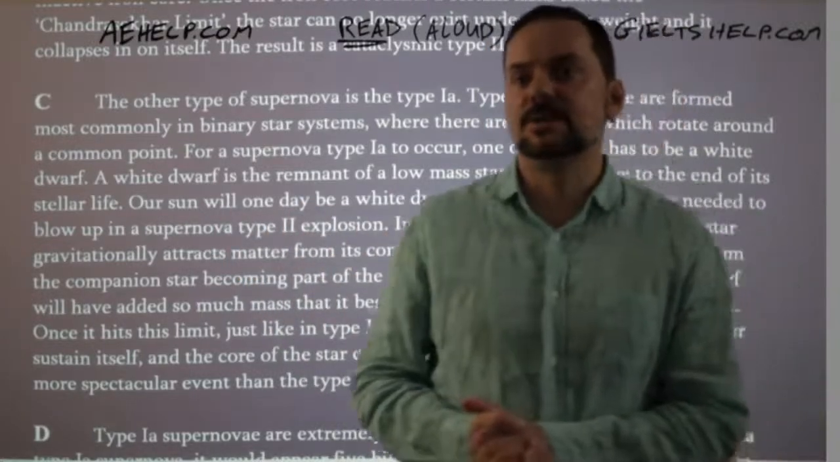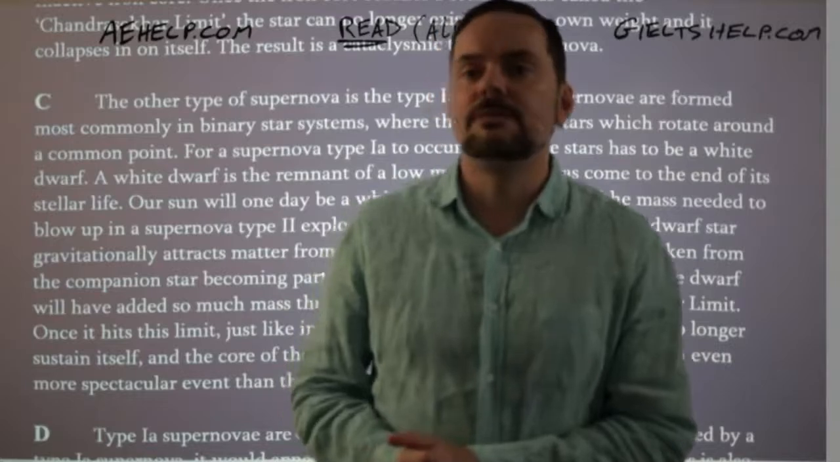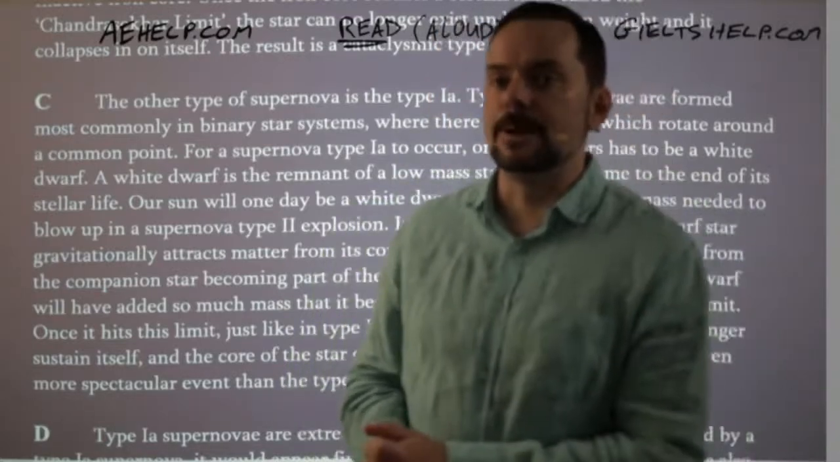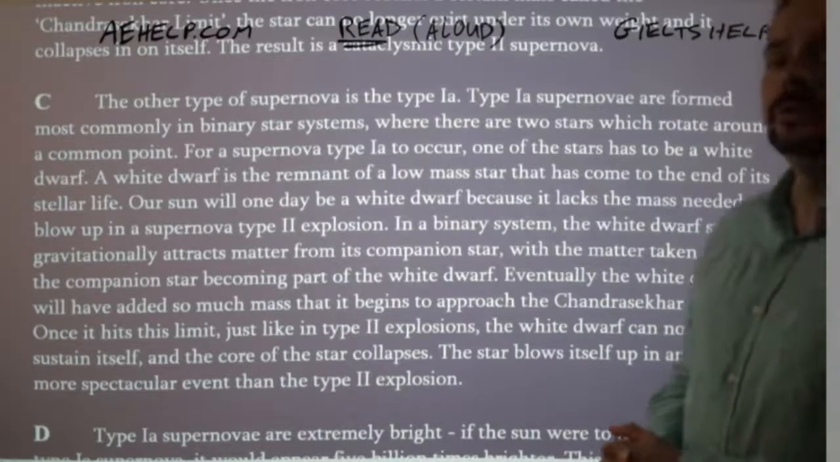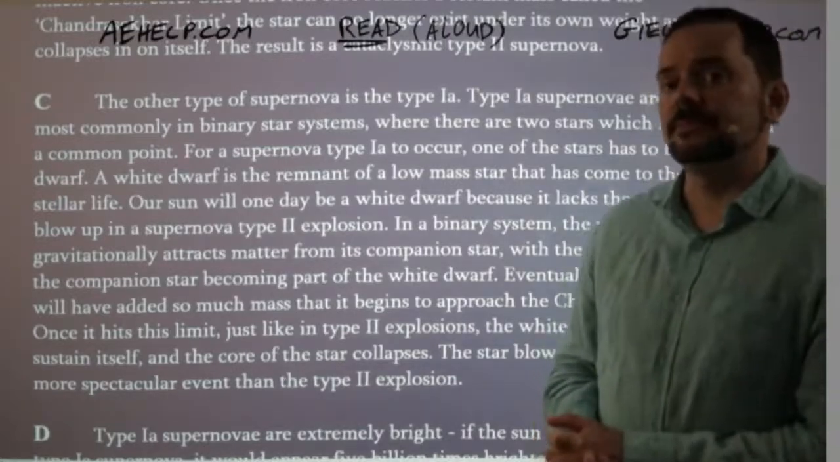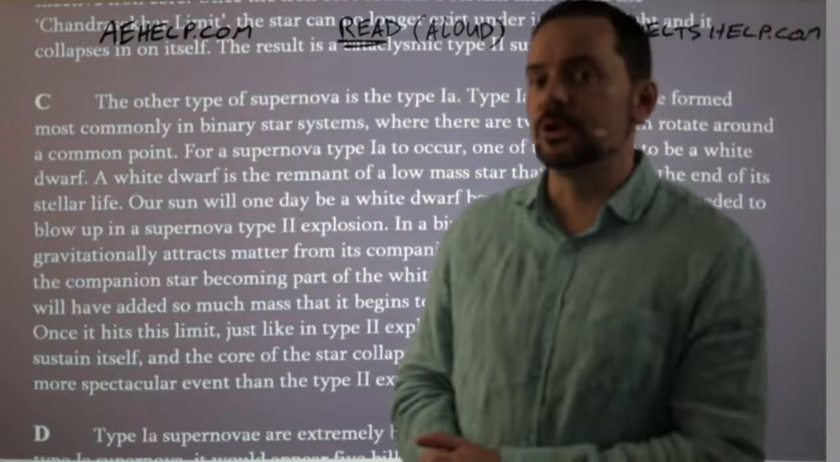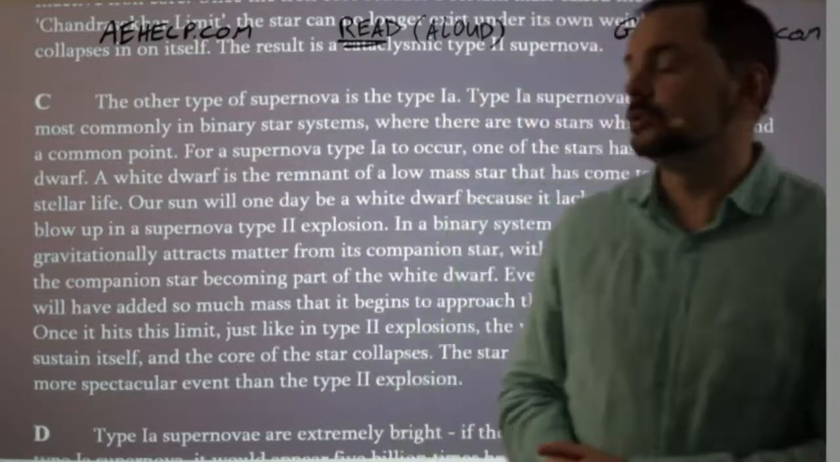Kashirsha says it's about the creation of type 2 supernova. Okay. Absolutely, I agree. Yeah, so it's specifically about how type 2 supernovae come into being.